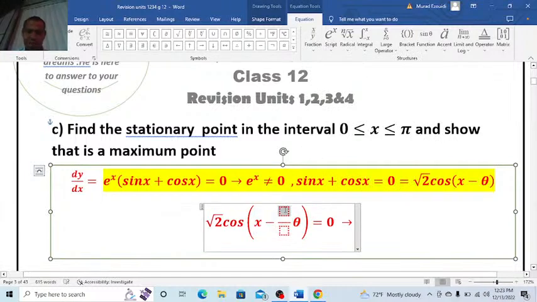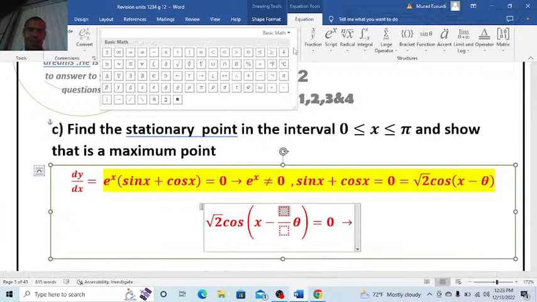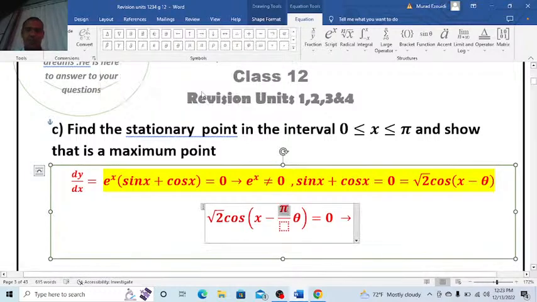Why? Simply because tangent of theta equals 1 divided by 1, or the square root of 2 divided by the square root of 2, which is equal to 1, and the angle theta is tangent inverse of 1, which is pi over 4. Therefore theta here is pi over 4.